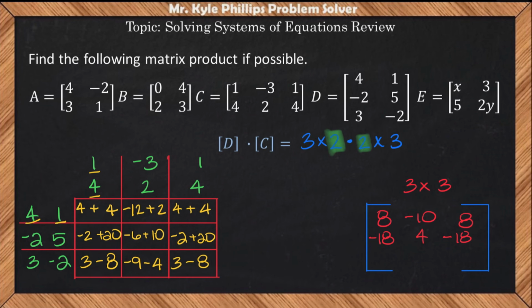And then on the bottom, 3 minus 8 is negative 5. Negative 9 minus 4 is negative 13. And 3 minus 8 is negative 5. So here is my 3 by 3 solution after multiplying matrix D times matrix C.